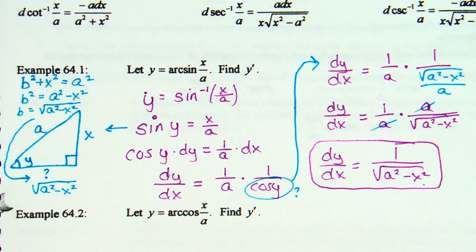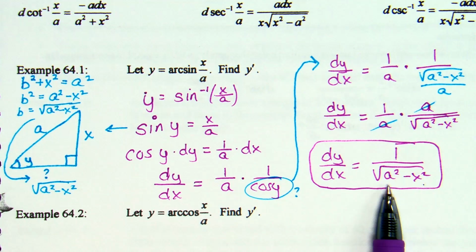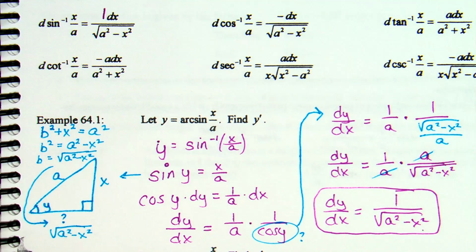Okay, so notice, this was our sine inverse problem. The derivative of sine inverse is 1 over the square root of a squared minus x squared. If you look up above, it's in slightly different form because they have the dx up there, but it matches up, yes? The derivative of sine inverse of x over a is, if you want to think of it as, 1 dx over the square root of a squared minus x squared. Okay? Did we follow that?